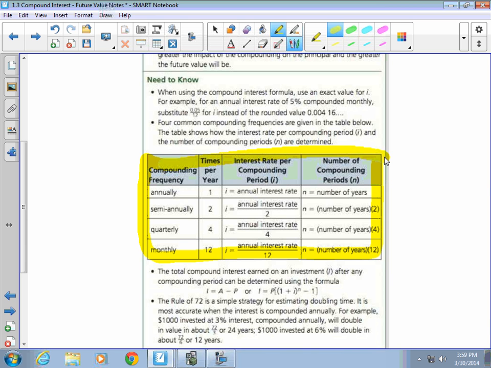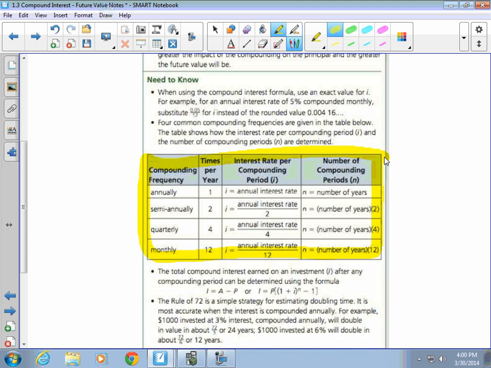So annually means it's once per year. Your i is equal to your interest rate, and your n is just your number of years. Semi-annually is 2, so you take your interest rate and divide it by 2, and take your number of compound periods and multiply it by 2. Quarterly, divide by 4, because that means it's 4 times a year, or multiply by 4 for the number of compounding periods. Monthly is 12. Total compound interest earned on an investment after any compound period can be determined by using the formula I equals A minus P, so future value minus your principal, or P times (1 plus i) to the n minus 1.